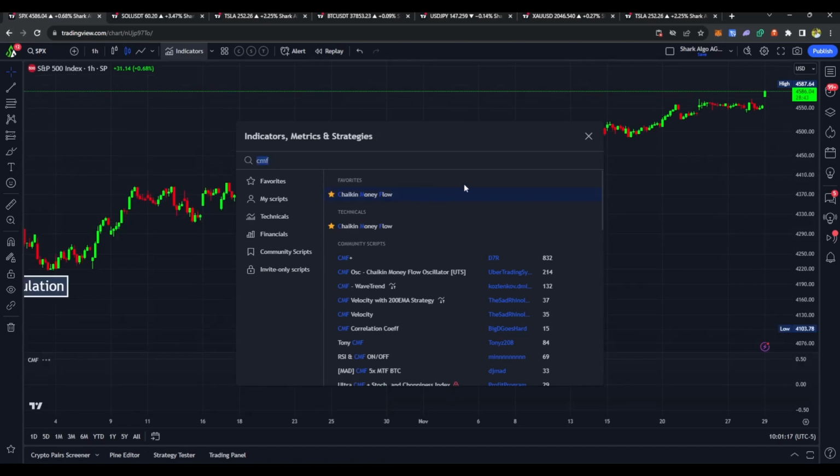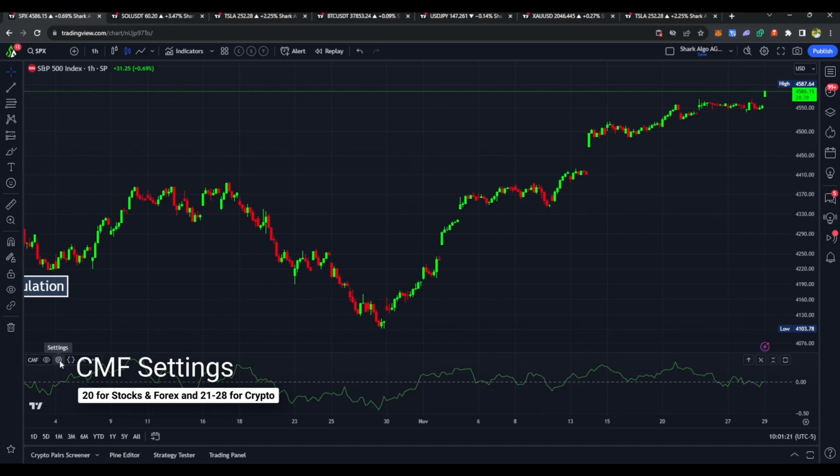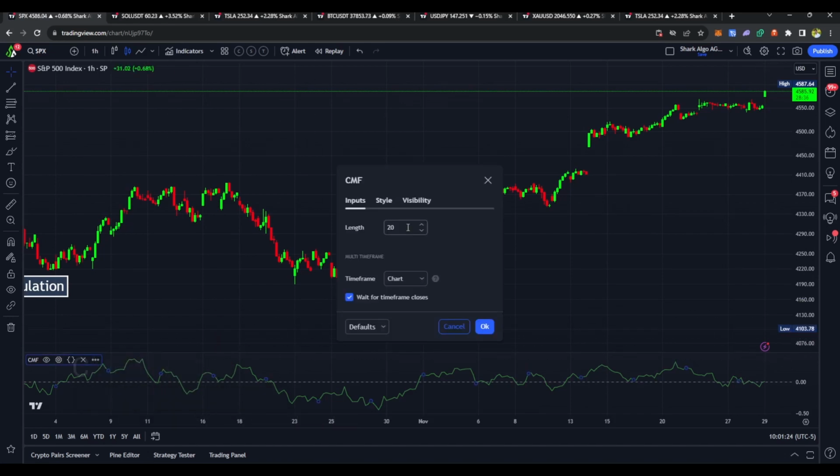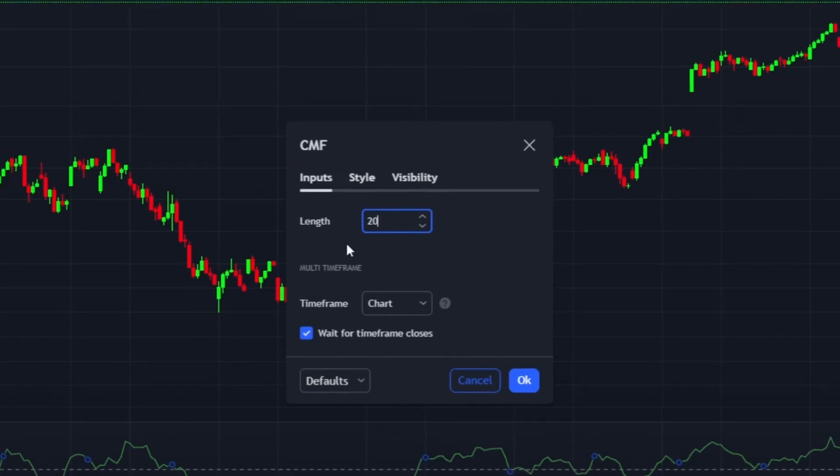As for the settings, we recommend a 20-period setting for stocks and Forex, and a 21 to 28-period setting for crypto as it's open 24/7. If you're looking for long-term setups, then you can use the 50-period, but you'll find fewer signals.